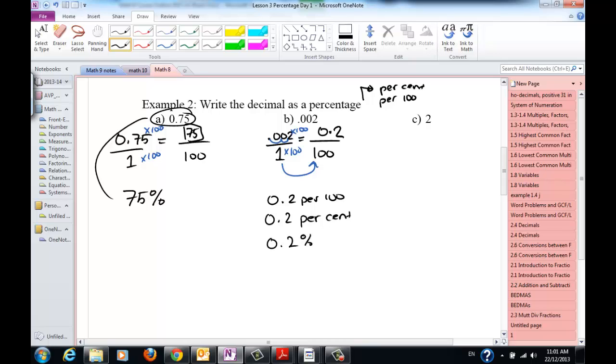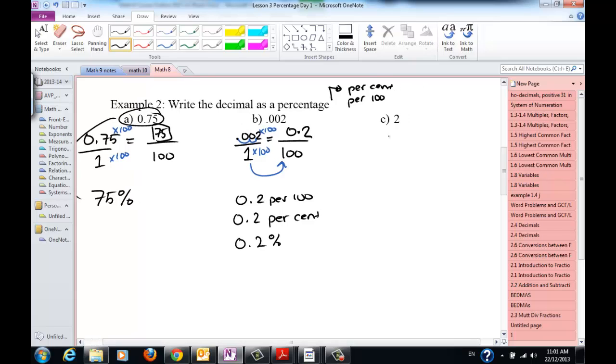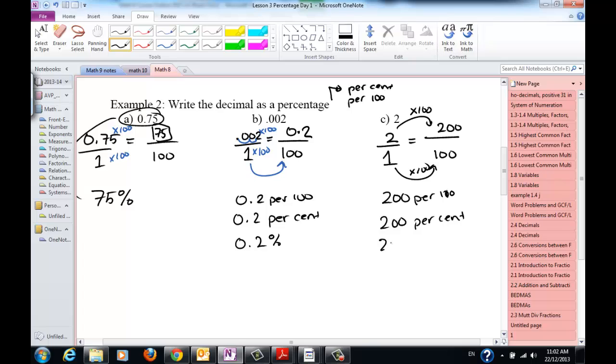Alright. Now what about if I want to know what 2 is? Well, again, it's just 2 over 1, and I want to know what the number is per 100. So if I multiply the bottom by 100, I also multiply the top by 100. 2 multiplied by 100 is 200, so I have 200 per 100, or 200%. Alright, so I feel like this is pretty easy stuff.